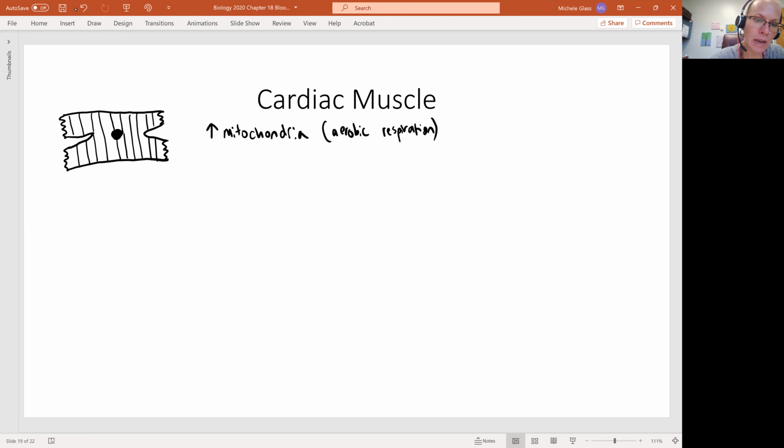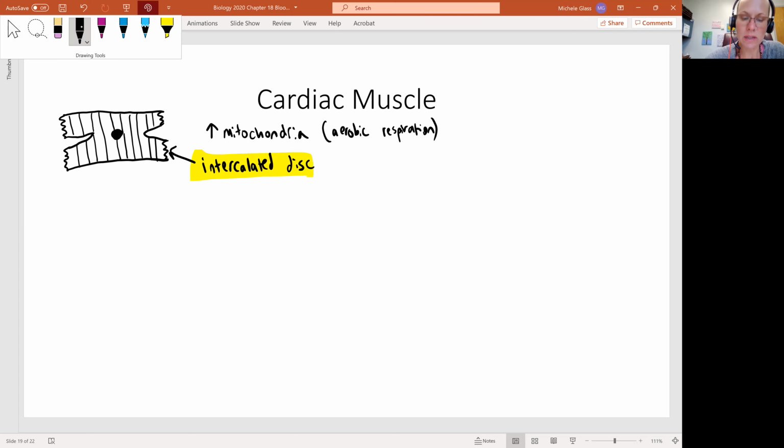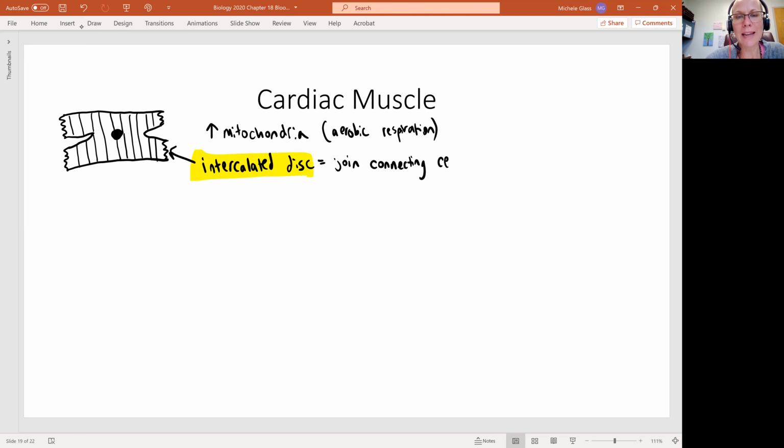Now, when I drew the zipper lines at the ends of my cells, what I was representing there is my intercalated disc. The intercalated discs are features that are unique to our cardiac muscle. Whenever I teach how to recognize this tissue in the lab, I always say, look for the intercalated discs. The significance of the intercalated disc is that it joins connecting cells, and it's a join that includes what are called desmosomes.